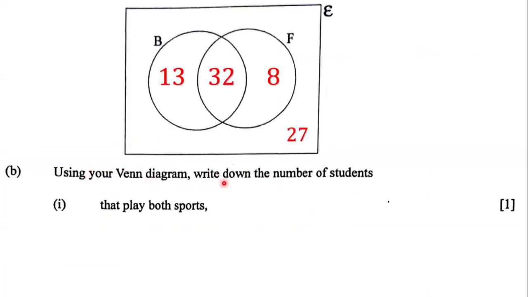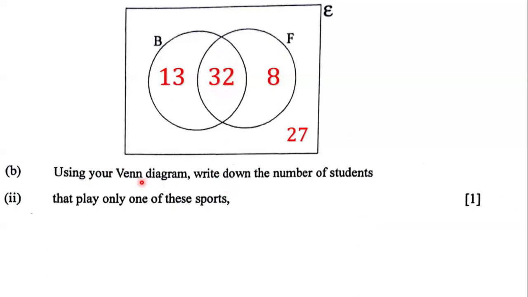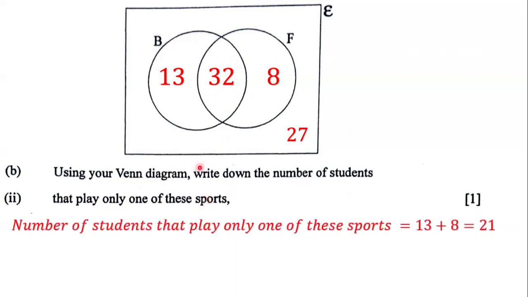Now it says, using your Venn diagram, write down the number of students that play both sports. So the number of students that play both sports is going to be 32 students, because there are 32 students in the intersection, right? Next, using your Venn diagram, write down the number of students that play only one of these sports. So only one. In order for us to get that, it'll be 13 because 13 play basketball only, right? And it'll be 8 because 8 students play football only. So we add 13 and 8. 13 plus 8 is definitely 21. So the number of students that play only one of these sports is 21 students.